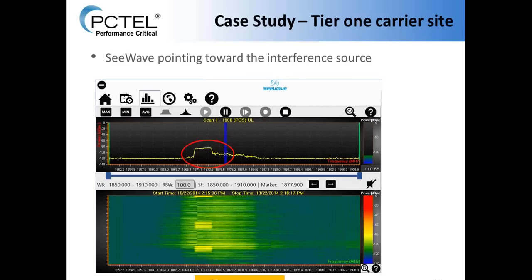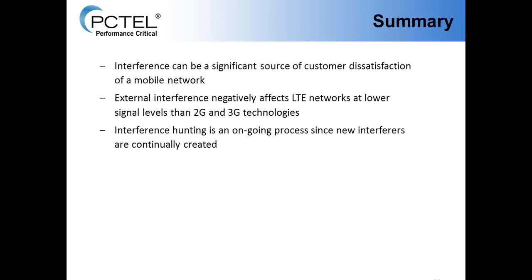In summary, there are 3 points I would like to emphasize. First, interference does hurt wireless carriers as it is a significant source of customer dissatisfaction with a mobile network. Second, new wireless technologies such as LTE are more negatively affected by external interference at lower signal levels than second generation and third generation technology. And finally, interference hunting is an ongoing process, since new and more interferers are continually being created and perturbing networks.